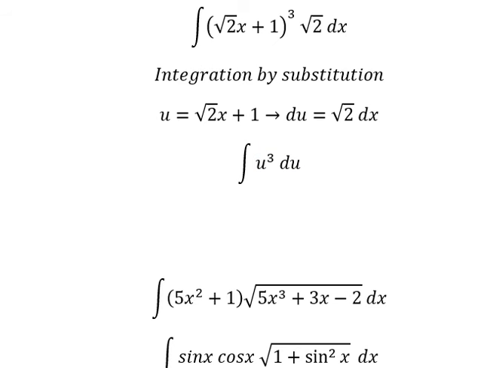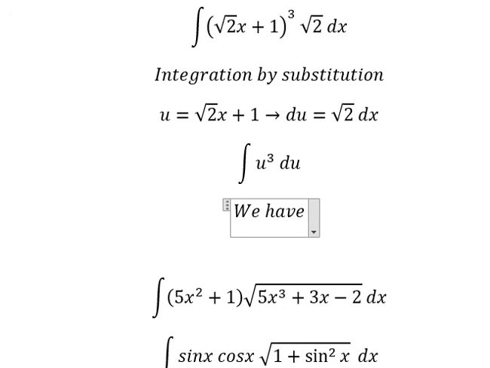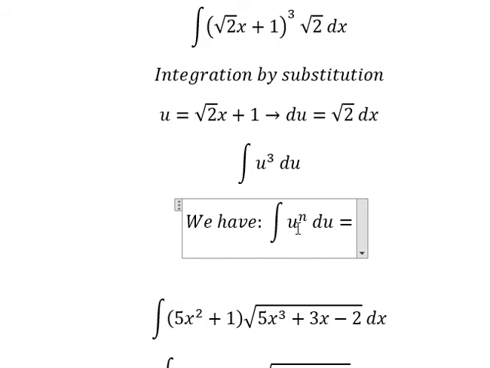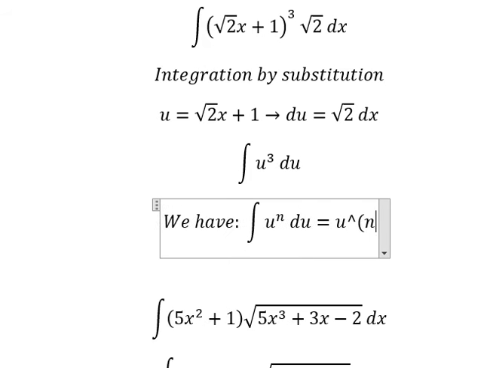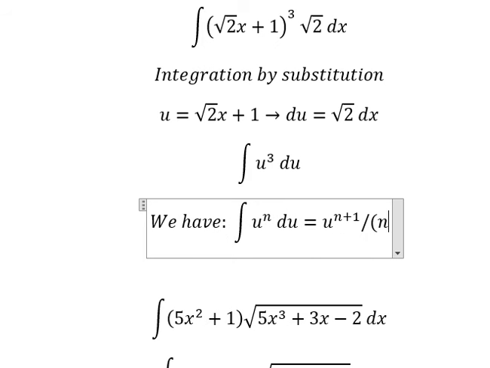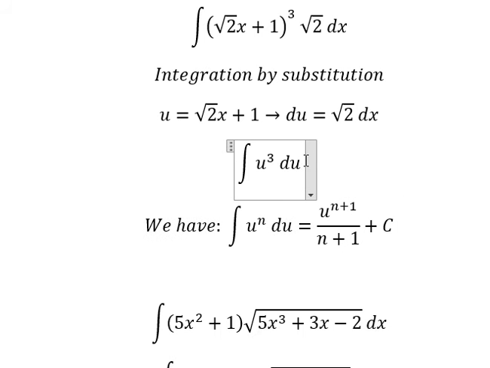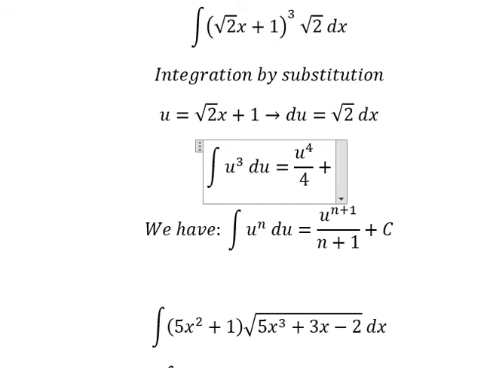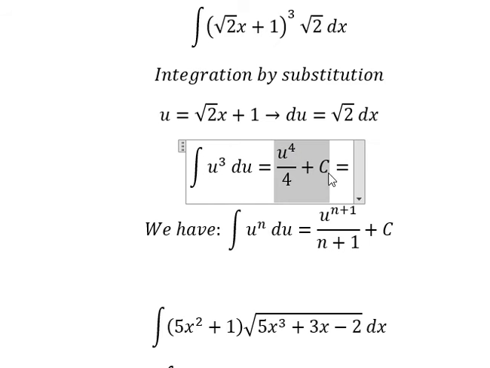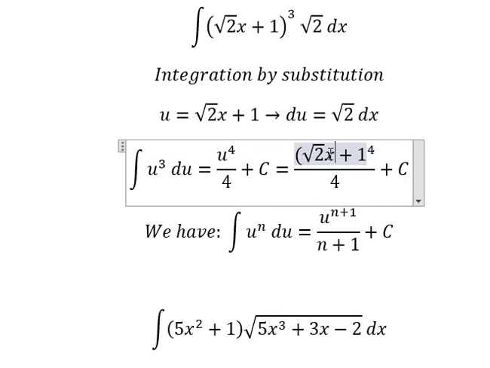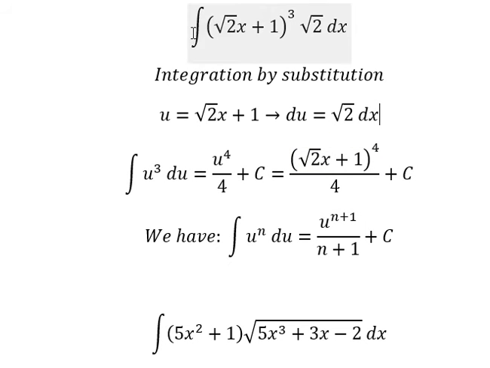Next, we have the formula in here. The integration of u to the power of n, we have u to the power of n plus 1 over n plus 1, and then I will put c. So this one, we have u to the power of 4 over 4, and I will put c. About u, that is this one. And this is the answer for question number 1.